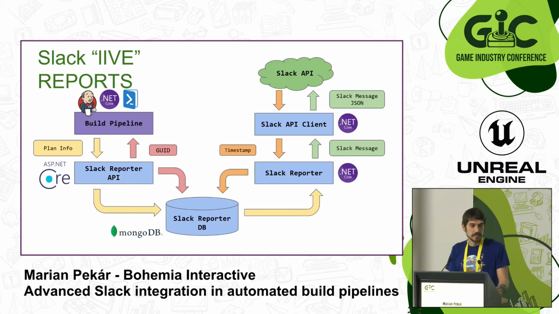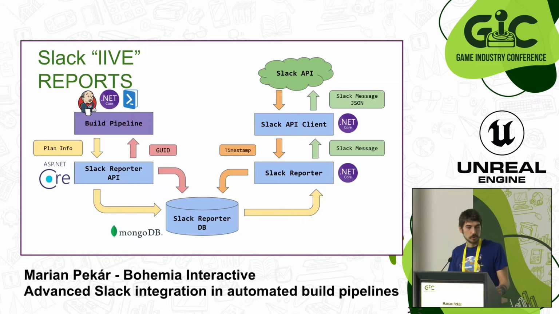And how does it work? Everything revolves around this backend, which is color-coded in blue here. So when a pipeline starts, it sends plan info, which is a POST request to the Slack Reporter API, and this data is then stored to the database, and the pipeline gets back a unique ID, which is later used for updating this message.